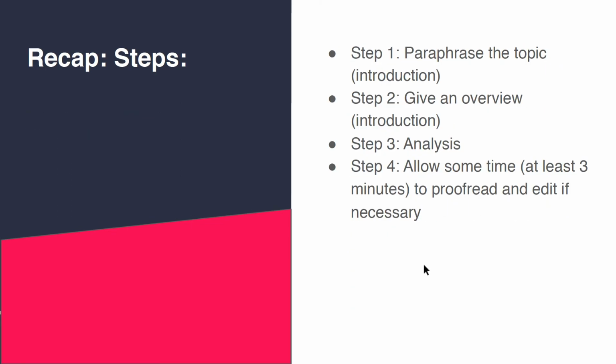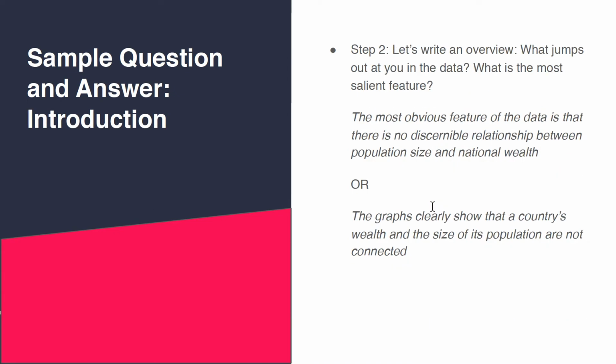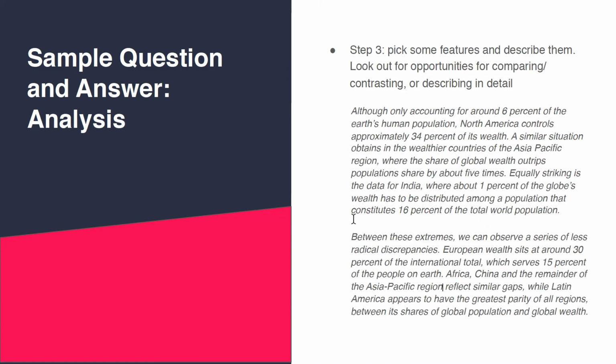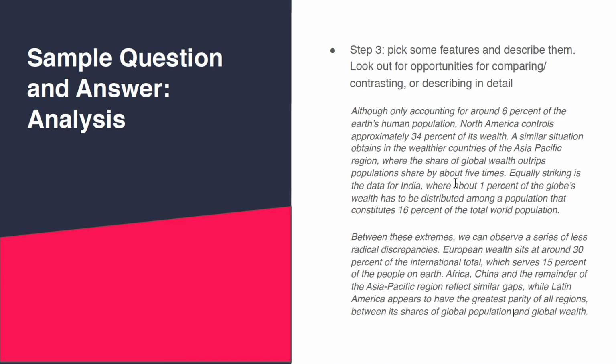Then we're going to do a very brief concluding sentence, which is optional, but you could just add a rephrase of your overview. So it's clear from the data that population size and wealth are not connected. As long as you've got your word count, you can choose to add a concluding sentence or leave it out. It's not actually that important. But here we've addressed all the requirements. We've paraphrased, we've done an overview, and we've analyzed all the data.